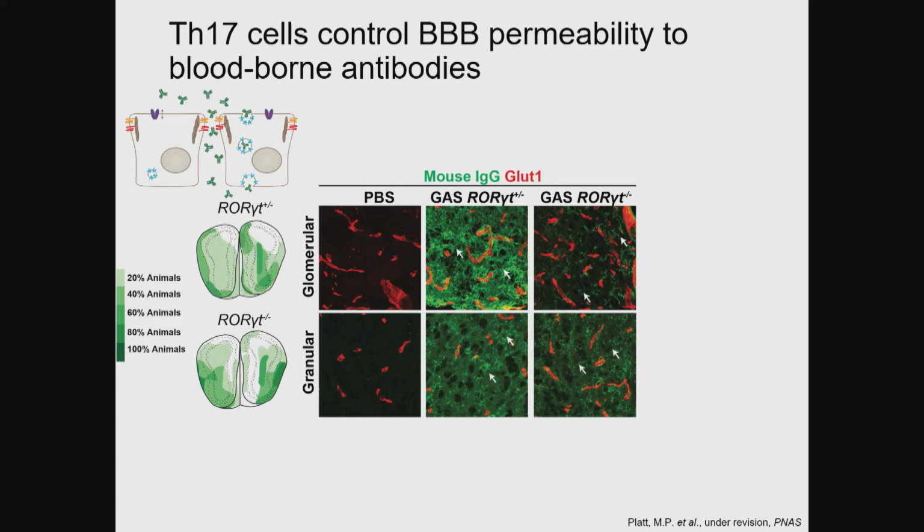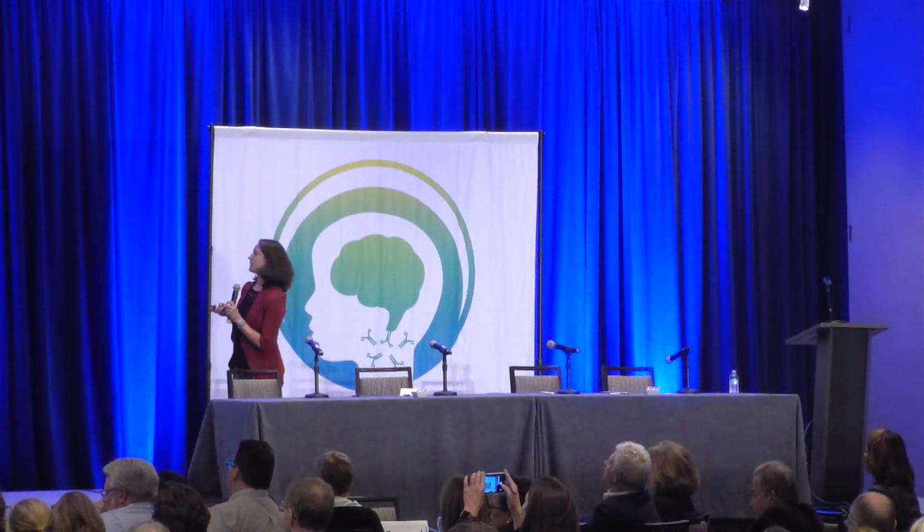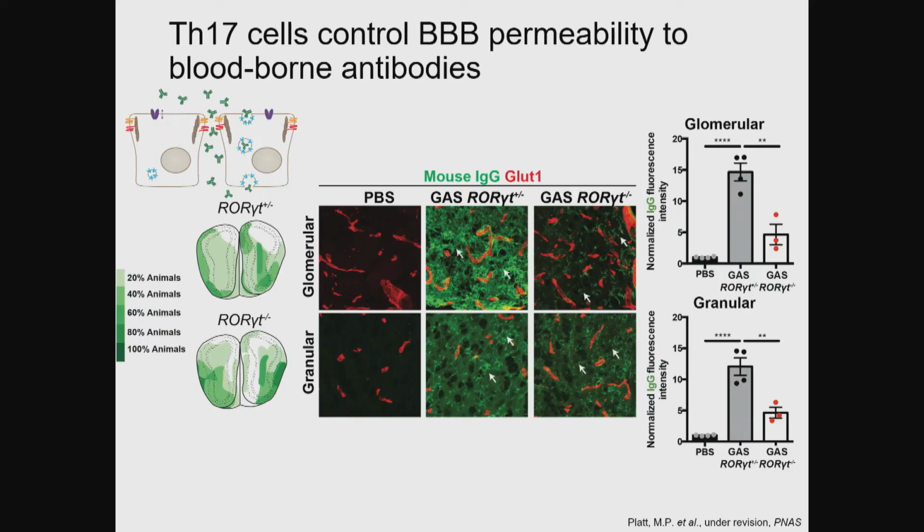So either the IgG that's being trafficked in is being pumped right back out again, or there's a much smaller leak in the blood-brain barrier here to allow fewer IgG molecules into the brain. And when we quantify that, we see that it's very significant. We have this increase in intensity of IgG deposition, and then almost a rescue of IgG intensity in the ROR knockouts without Th17 cells. So it seems that the Th17 are almost controlling how much antibody is allowed into the brain.